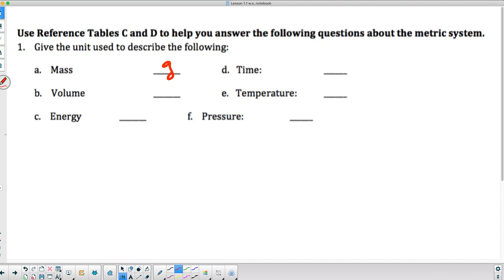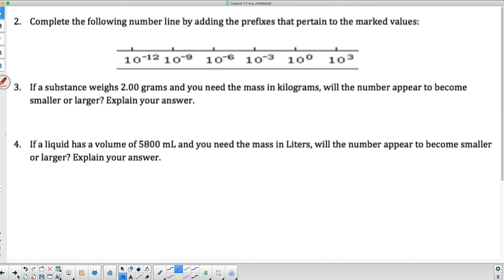The one that people always ask me about is time. Mr. Benzing, there's 4 different times there. It's actually like 6 different times. You can do seconds, minutes, hours, years, whatever you want there. And then for volume, temperature, energy, pressure, look those up and put the symbols down there just to get you familiar with them.